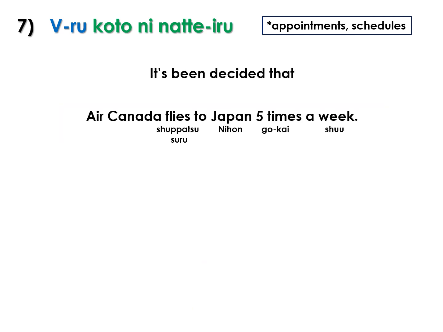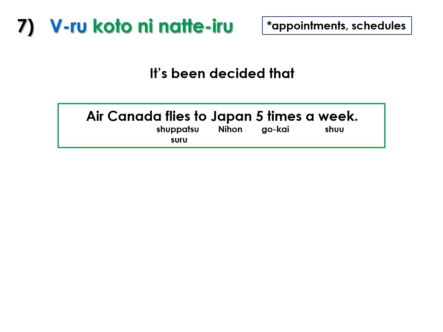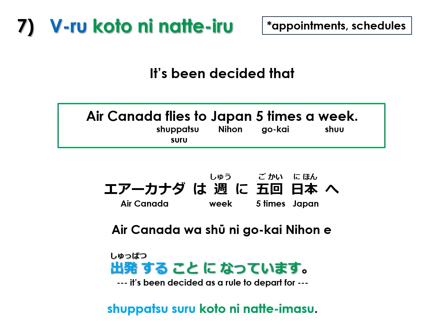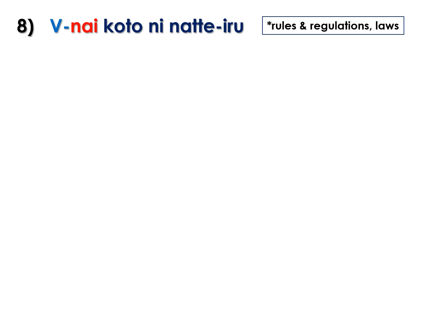Last example for this conjugation, it's been decided that Air Canada flies to Japan 5 times a week. And this is what we nominalize. This example illustrates a schedule, or much like an appointment. In Japanese, Air Canada は週に5回日本へ出発することになっています。 Our last structure is ないことになっている.